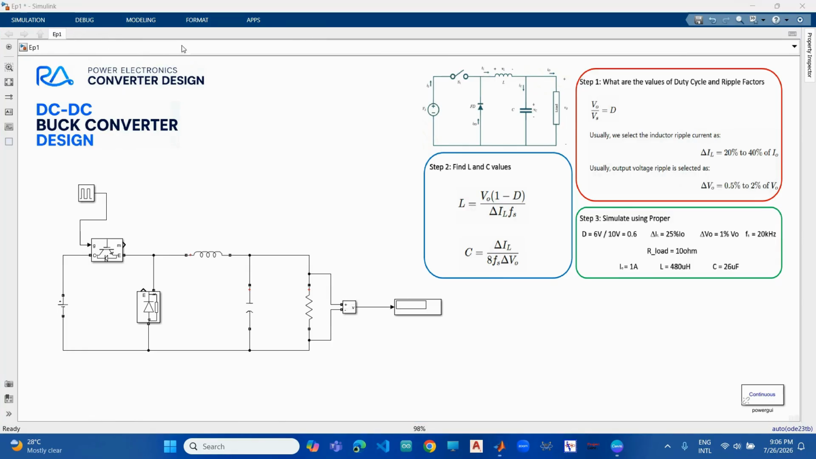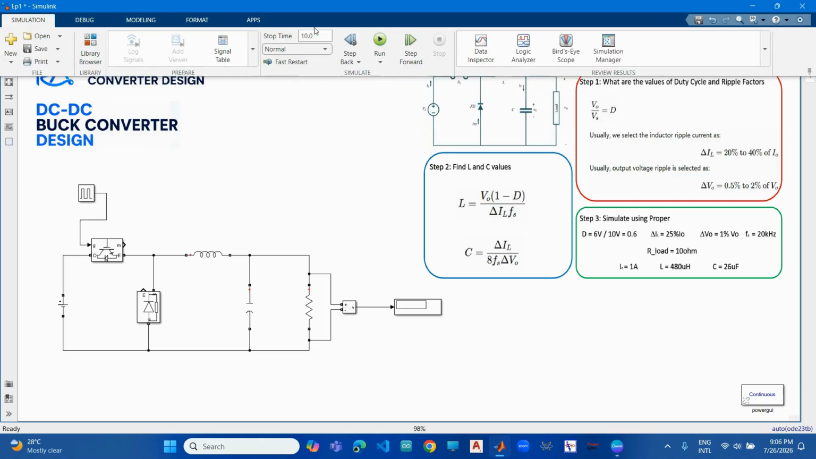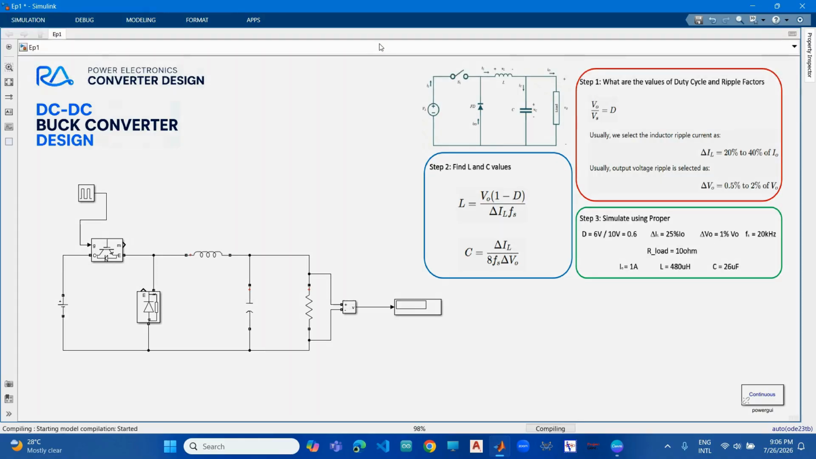So we have to run this. Now let's run the simulation. You can see here our value shows around 6. There is a considerable amount of ripple because we have allowed 1 percent of voltage ripple. That's why. So that's all.